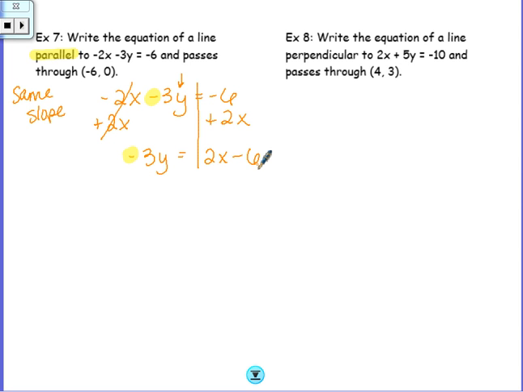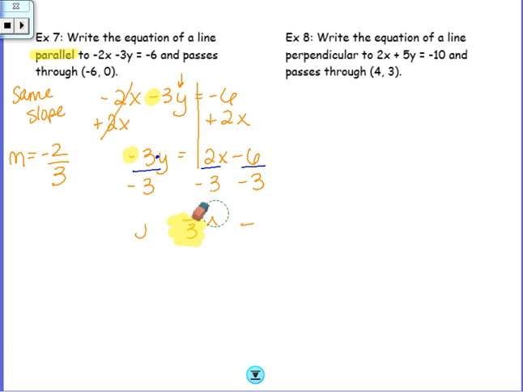So the last step I need to remember is that this is negative 3 times y, and what are those times? Division. So I'm going to come through here and divide everything by negative 3. When I do that, I get y equals negative 2/3 x plus 2. So out of this equation, my slope is negative 2/3. Okay? So I'm going to go ahead and erase that part. I know my slope was negative 2/3 from the given equation.